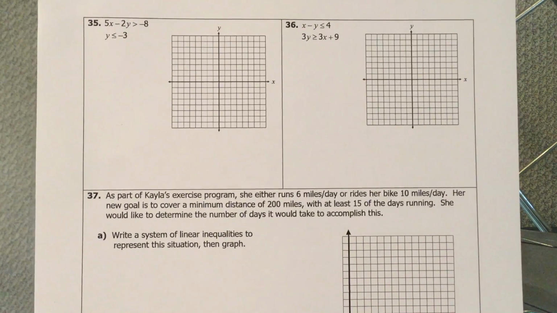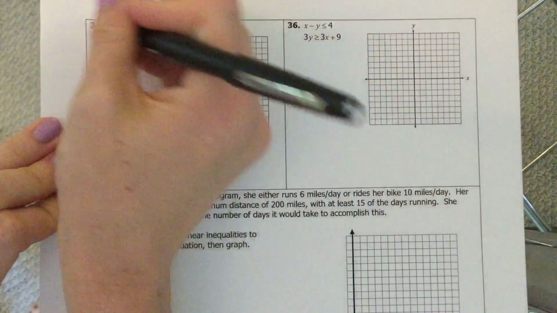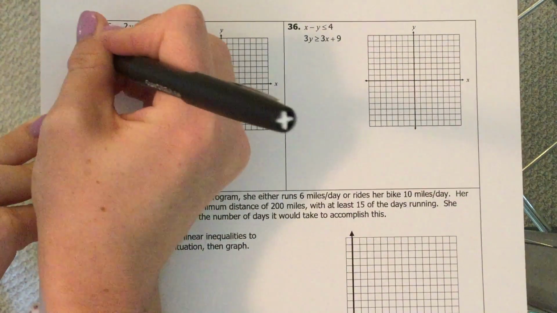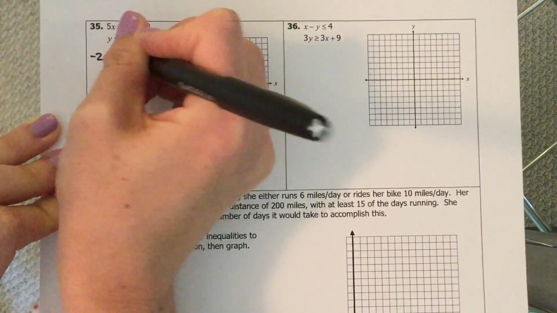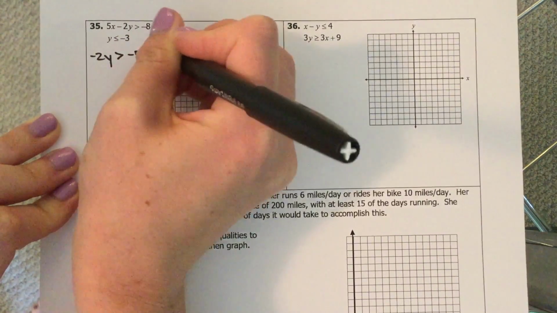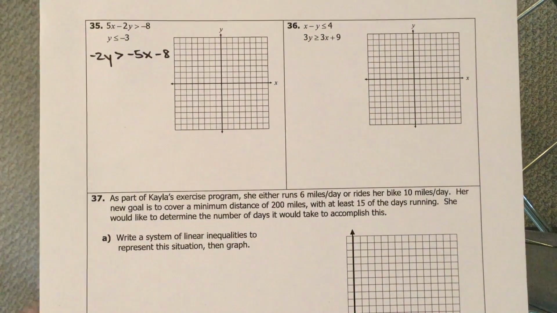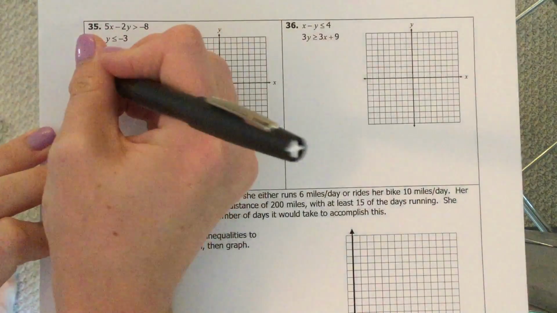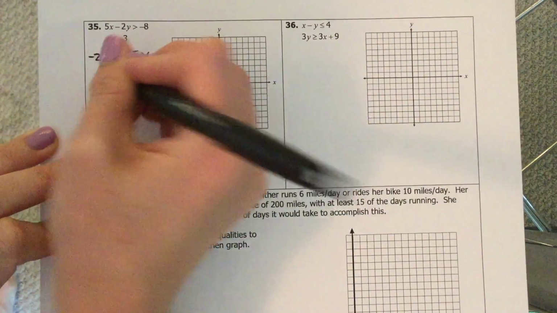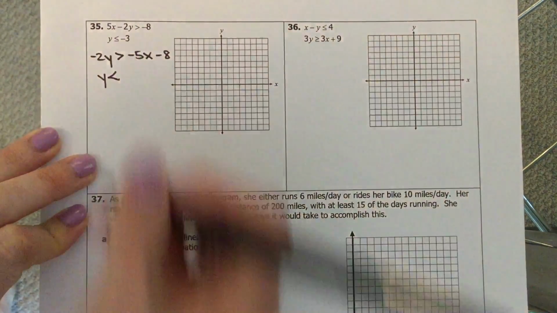All right, on to our last page. So we've got a couple more inequalities here for 35 and 36. So for this one, the top one needs to get put again into slope-intercept form. So I'll start by subtracting 5x from both sides. So negative 5x joins the negative 8, and then divide both sides of the equation by negative 2. So the y ends up by itself. Dividing by a negative makes me flip my symbol.